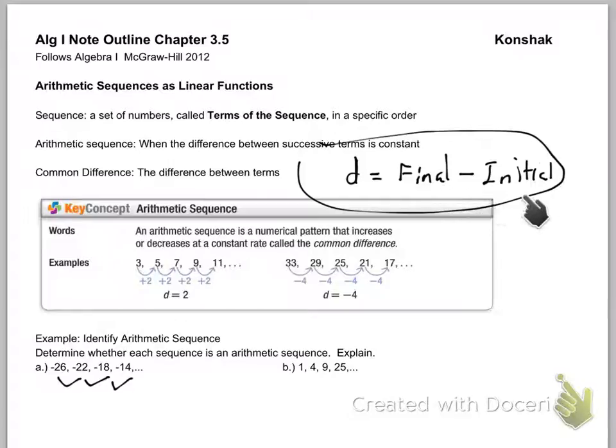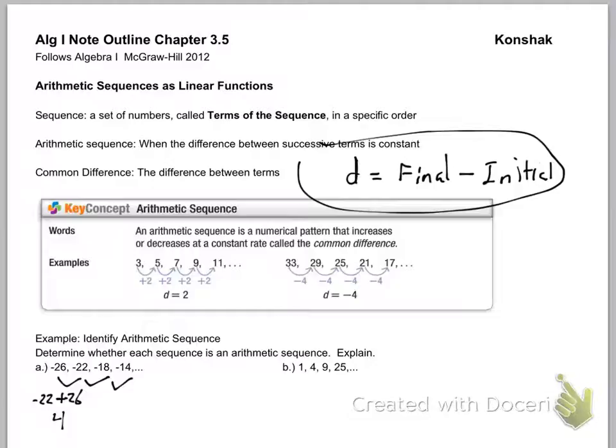final minus the initial. So if I start at negative 26 and stop at negative 22, my final number is negative 22 minus where I started, which was negative 26. What would you say about subtracting a negative, though? I'm going to add. What's negative 22 plus 26? It's 4.